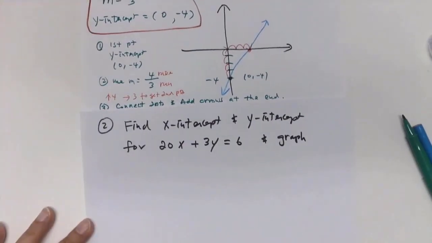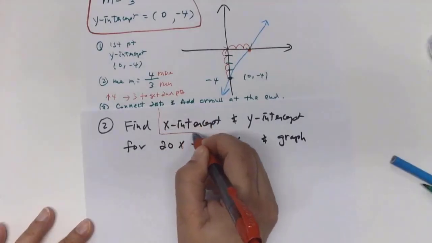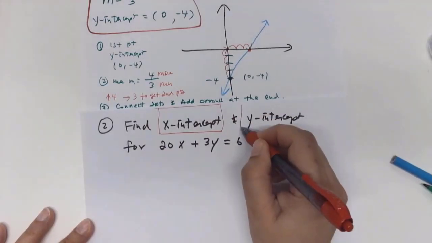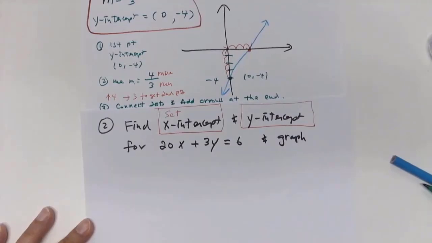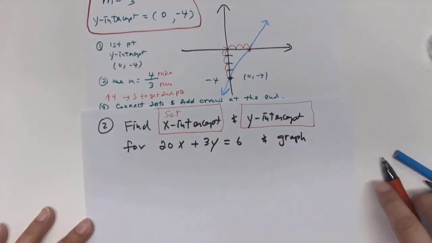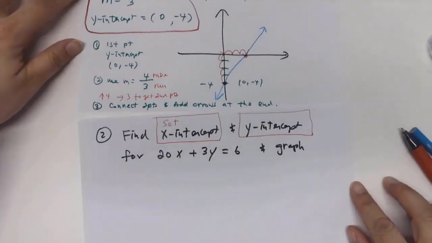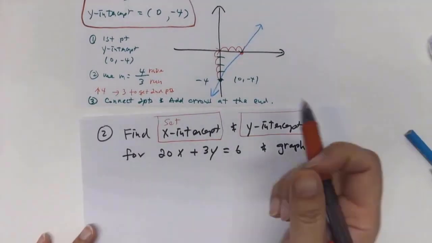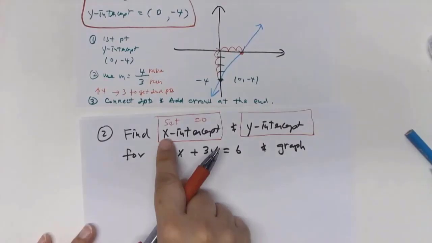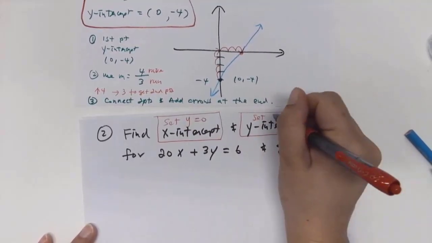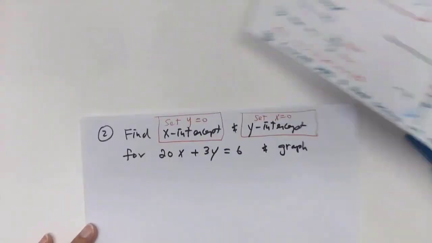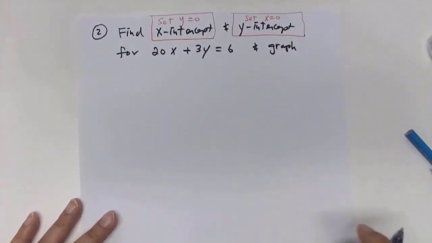Okay. Do we remember how to find x and y intercepts? For the x-intercept we set what equal to what? For the x-intercept we set what equal to 0? Y equal to 0. For the y-intercept we're going to set x equal to 0. So make sure you know how to find them. So we're going to need to find x and y intercepts.